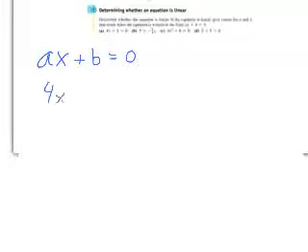So let's determine whether an equation is linear. The first one here is 4x plus 5 equals 0. Remember, we want it in this form, ax plus b equals 0, over here. So we'll compare each one. We'll start with a. 4x plus 5 equals 0. That's in the form already.